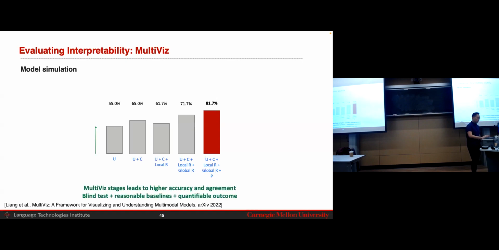Right. So the key idea here is that you want to use a blind test with different groups of users. One user, for example, just seeing the unimodal interpretation. One user just seeing unimodal plus cross-modal. One user seeing the whole of your interpretation toolkit. And actually compare the ability of these users to simulate the accuracy of the model.